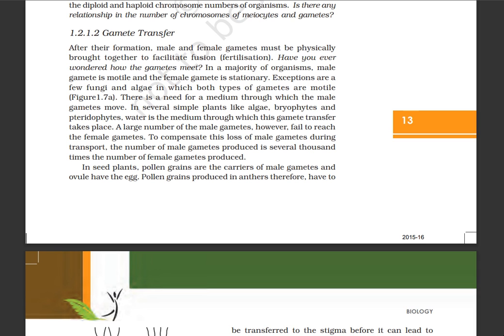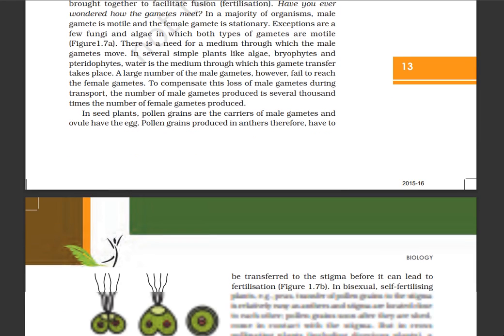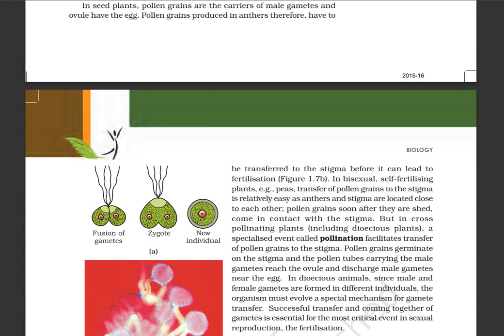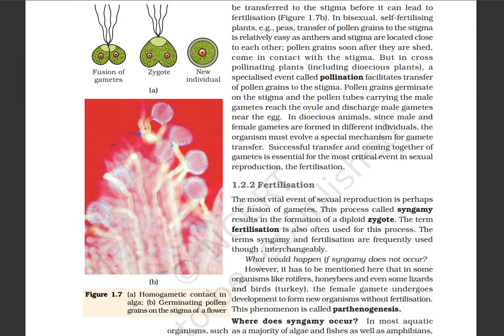In several simple plants like algae, bryophytes, and pteridophytes, water is the medium through which this gamete transfer takes place. A large number of the male gametes, however, fail to reach the female gametes. To compensate this loss of male gametes during transport, the number of male gametes produced is several thousand times the number of female gametes produced. In seed plants, pollen grains are the carriers of male gametes and ovule have the egg. Pollen grains produced in anthers therefore have to be transferred to the stigma before it can lead to fertilization, figure 1.7b.